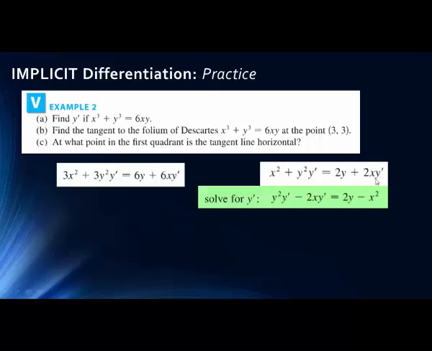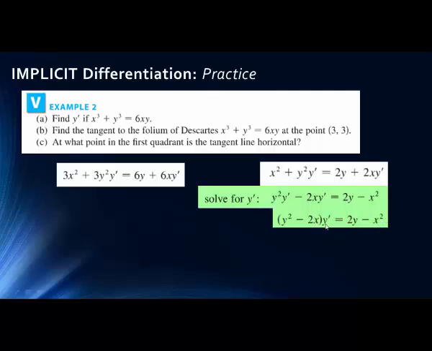Okay, so the first thing I want to do is get all the y primes on one side, so I have y squared y prime minus 2xy prime. And anything that doesn't have a y prime, I want on the other side. Okay? Students often have a problem solving this equation for y prime at this point, but notice that y prime is common in all the terms on the left. That's why we moved them there. So we can factor out a y prime, and we get y prime times (y squared minus 2x) equals the right side of the equation.